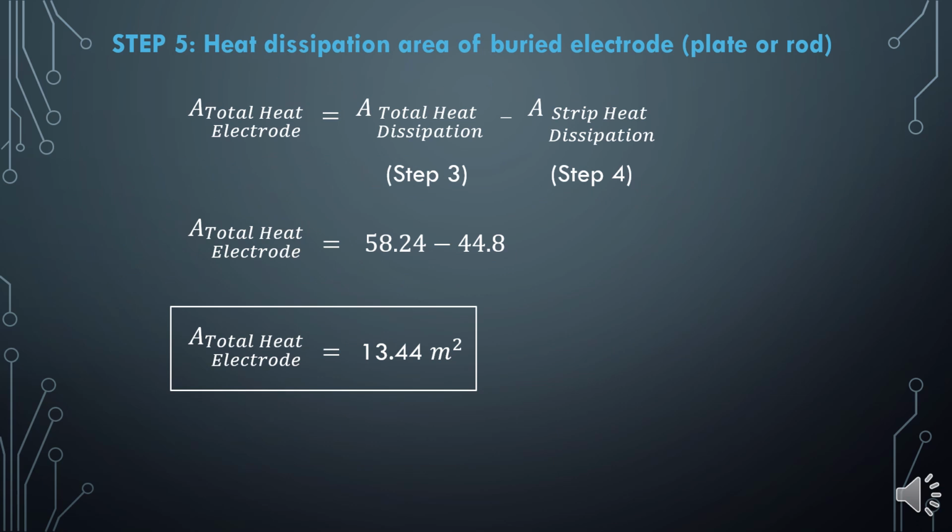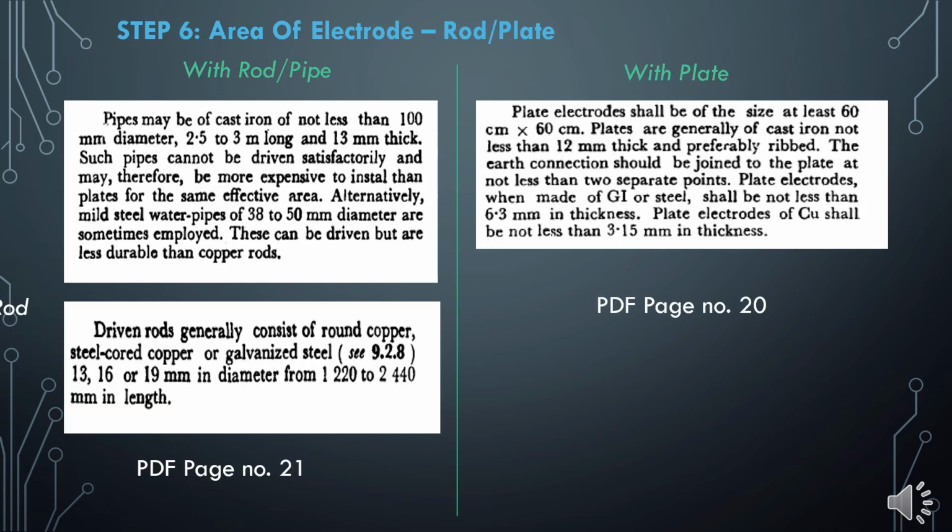Next step is to calculate heat dissipation area required by buried electrode. It can be rod or pipe or plate. It can be calculated by subtracting strip heat dissipation area from total heat dissipation area we have calculated in step 4 and step 3 respectively. This heat dissipation area is important as we will calculate total number of pits or conductors to dissipate this much heat. Till step 5, calculations will remain same for rod or plate type earthing.